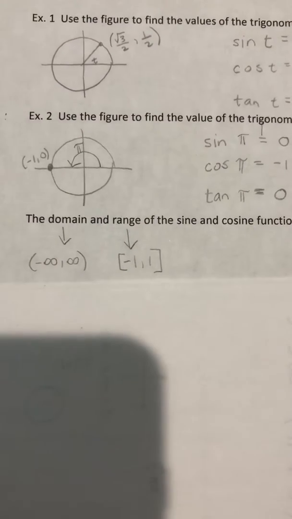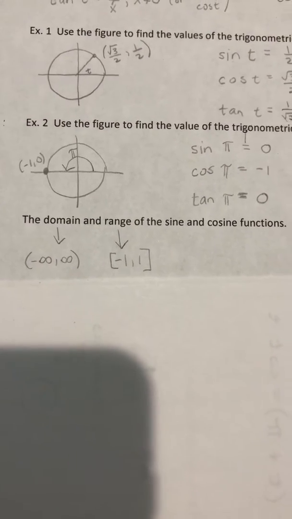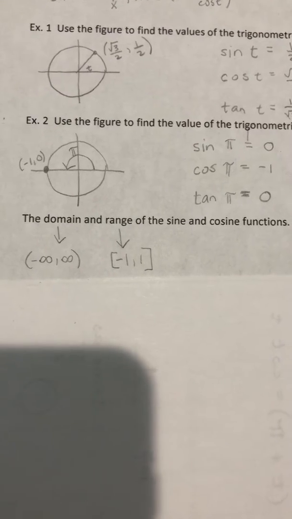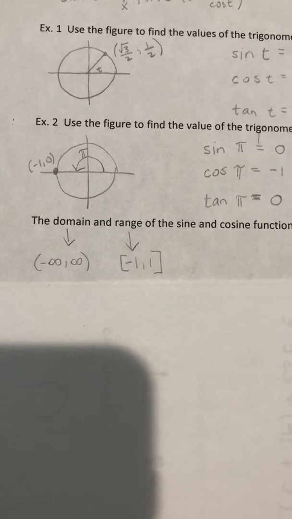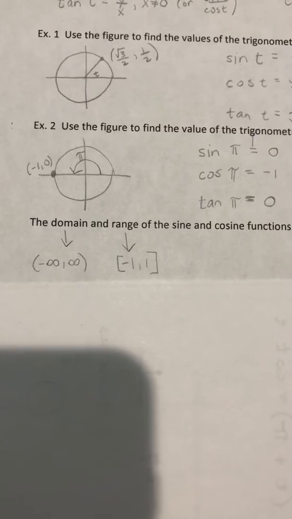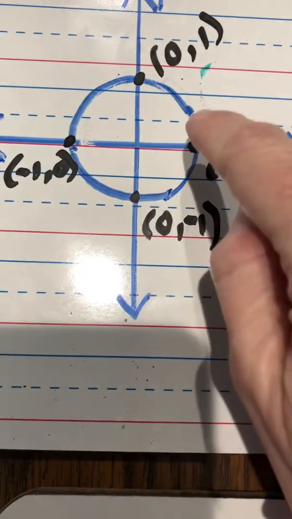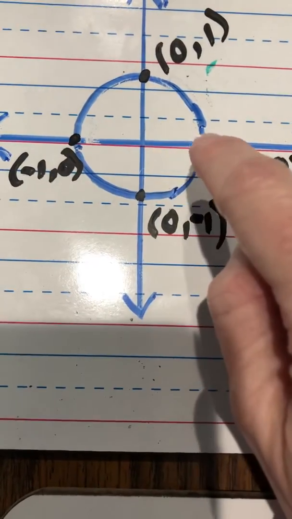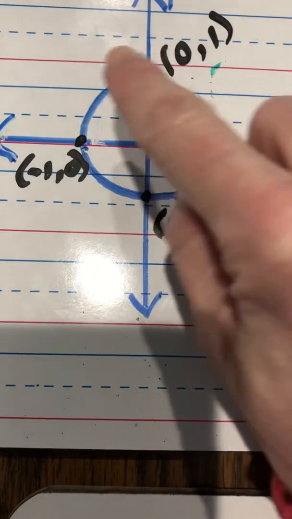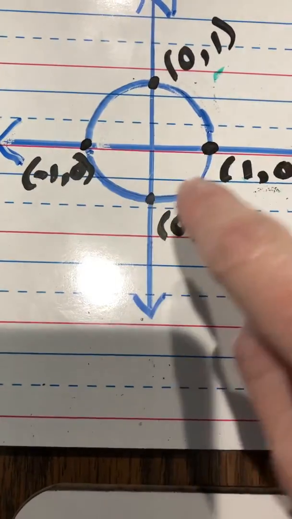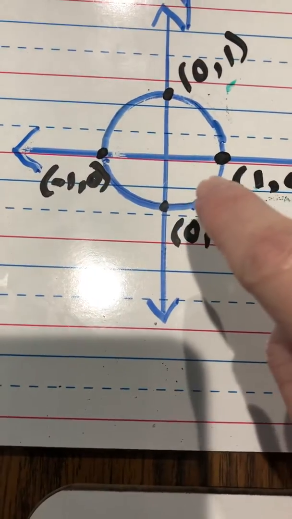4.2 continued. The domain and range of the sine and cosine functions. The domain for both can be negative infinity to infinity because the domain refers to the angle of your turn. And once you start turning, you can turn in a positive direction, you can turn in a negative direction, and the turn can keep going forever. And then wherever it stops, that's when you're going to find the sine or cosine.